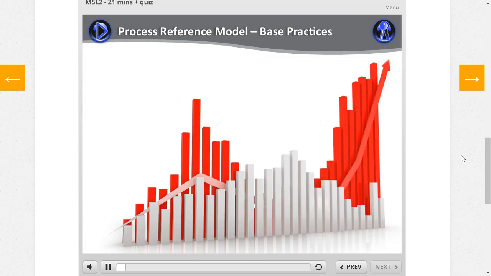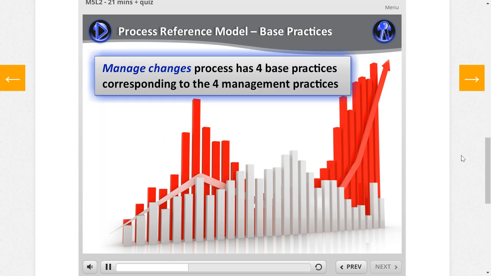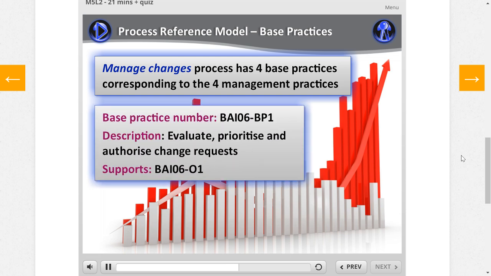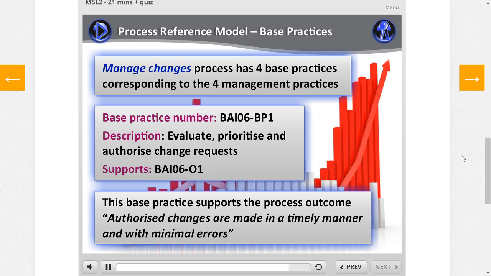The second section of the Process Reference Model is Base Practices. These correspond with the management practices described in the Process Reference Guide. The Process Reference Model assigns an identifier to each practice and documents which process outcome the practice supports. The Manage Changes process has 4 base practices that correspond with the 4 management practices. We'll use one of these as an example to show you what is documented in the Process Reference Guide. Base Practice Number BAI 06 BP1. Description: Evaluate, prioritize, and authorize change requests. Supports: BAI 06-01. You can see that this base practice supports the process outcome. Authorized changes are made in a timely manner and with minimal errors.